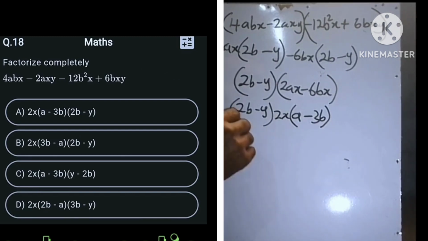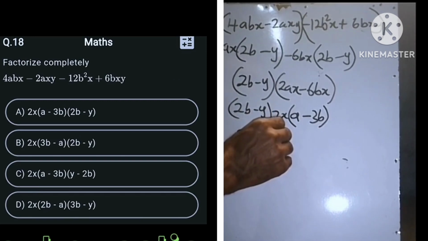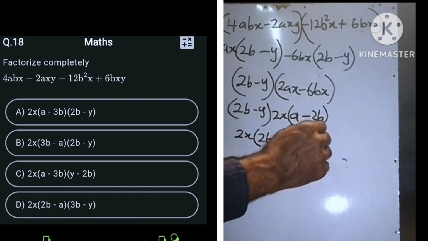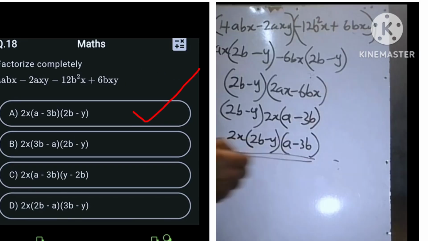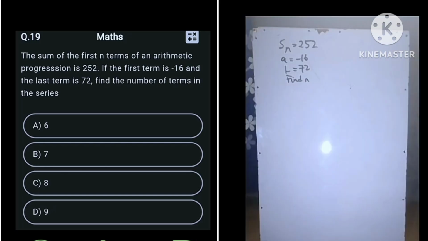So let's arrange it. That becomes 2x bracket. We now have 2b minus y bracket. The next factor becomes a minus 3b. So this is the last term. And you are asked to find the number of times.